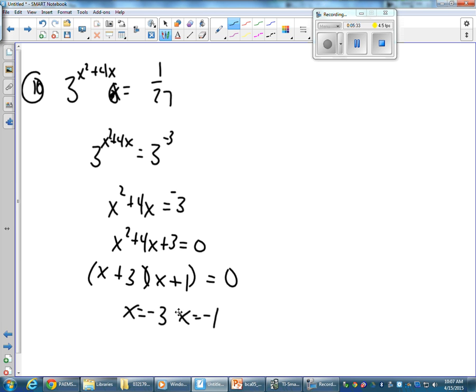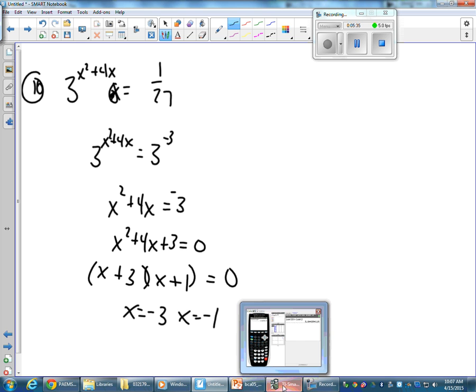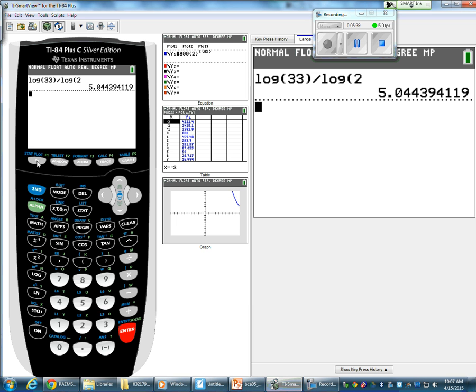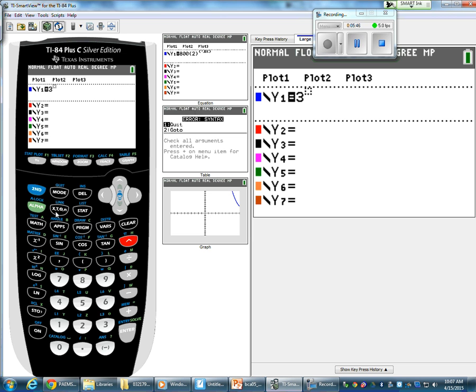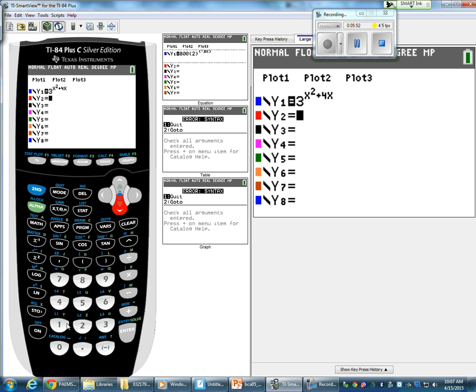I'm not sure that they will both work, so I want to check it. I'm going to go ahead and type this in my calculator. In y1, I'm going to put 3 to the x squared plus 4x. And in y2, I'm going to put 1 over 27. Now I want to make sure that these are going to match at negative 3 and at negative 1.